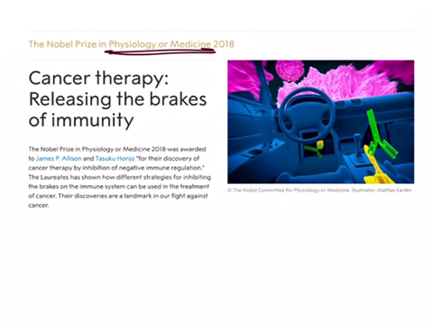The next Nobel Prize is in physiology or medicine. Here, the Nobel Prize is awarded to two people, James P. Allison and Tasuku Honjo. These two people got this Nobel Prize for understanding and discovering cancer therapy by inhibition of negative immune regulation. We should understand what this negative immune regulation is and how, by inhibiting it, cancer therapy can be discovered.